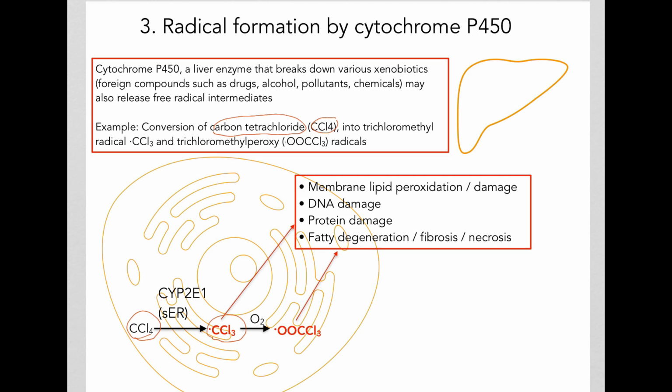If someone is exposed to carbon tetrachloride, CCl4, then the liver cytochrome P450 will convert it into the trichloromethyl radical, as well as the trichloromethyl peroxyl radical. This is done by cytochrome P450, especially CYP2E1, which catalyzes this reaction, forming these very strong free radicals. And of course, these free radicals then go on to damage anything nearby, including lipids, DNA, proteins, and so on. That leads to fatty degeneration in the liver, fibrosis, as well as cell death of the liver cells by necrosis.